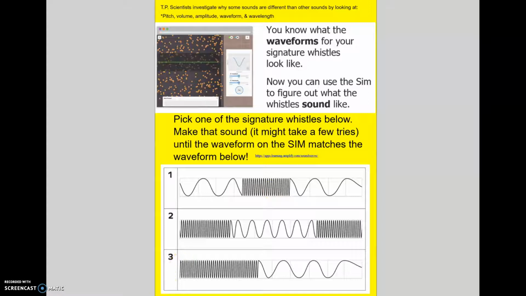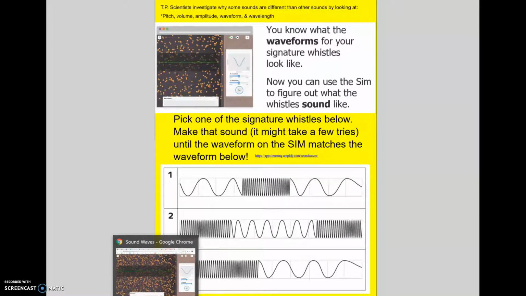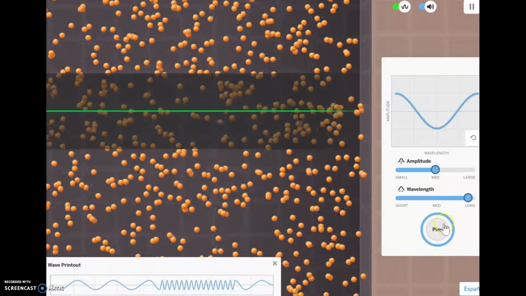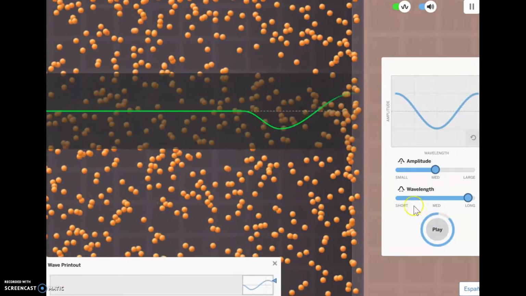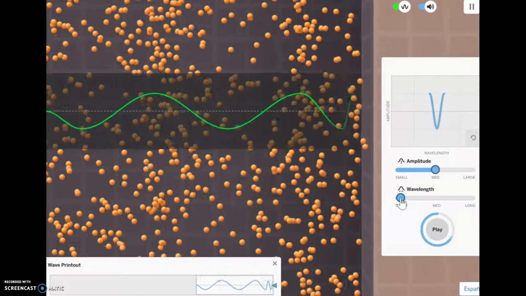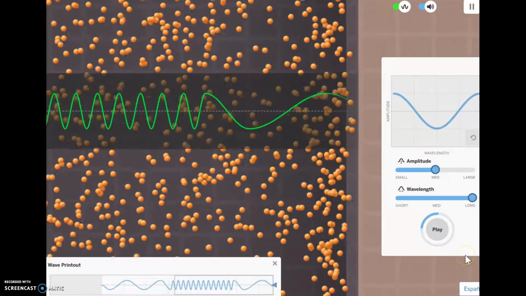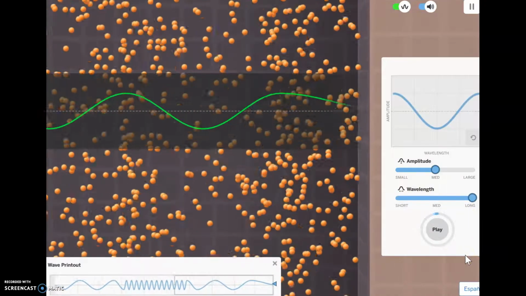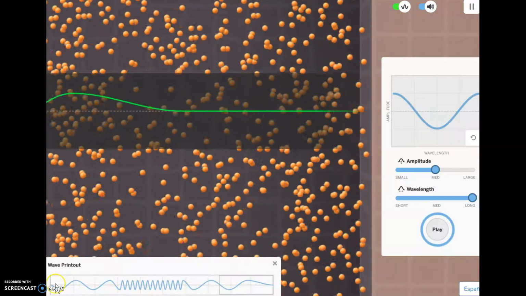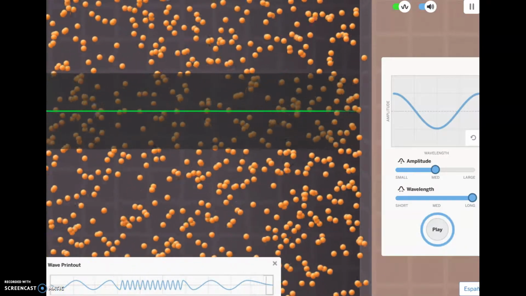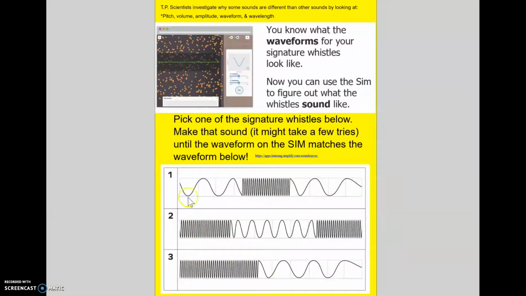Let me try one more time. See if we can get a better version. So we'll start with long. Short, and back to long. Okay, I think this one looks much better. So we have long, short, long, and that looks about the same as number 1. Nice. Okay, now again, if you guys want to try this at home, try with numbers 2 and number 3.